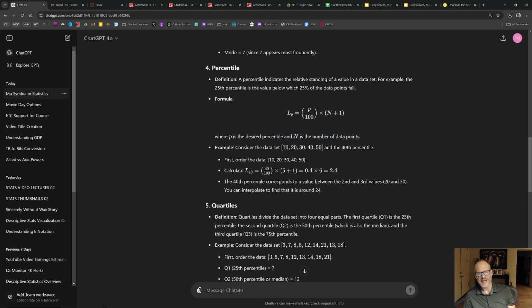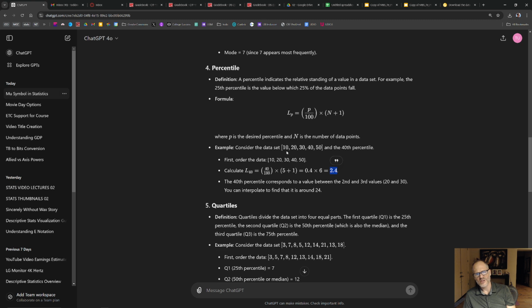So consider the data set 10, 20, 30, 40, 50, and the 40th percentile. So what is the number at which 40% of our data is below that point? First we order the data, and then we calculate our 40th percentile. So 40 over 100 times N. There are 5 data points, 1, 2, 3, 4, 5. And we do plus 1, so 5 plus 1 is 6. We get 0.4 times 6, and we get 2.4.